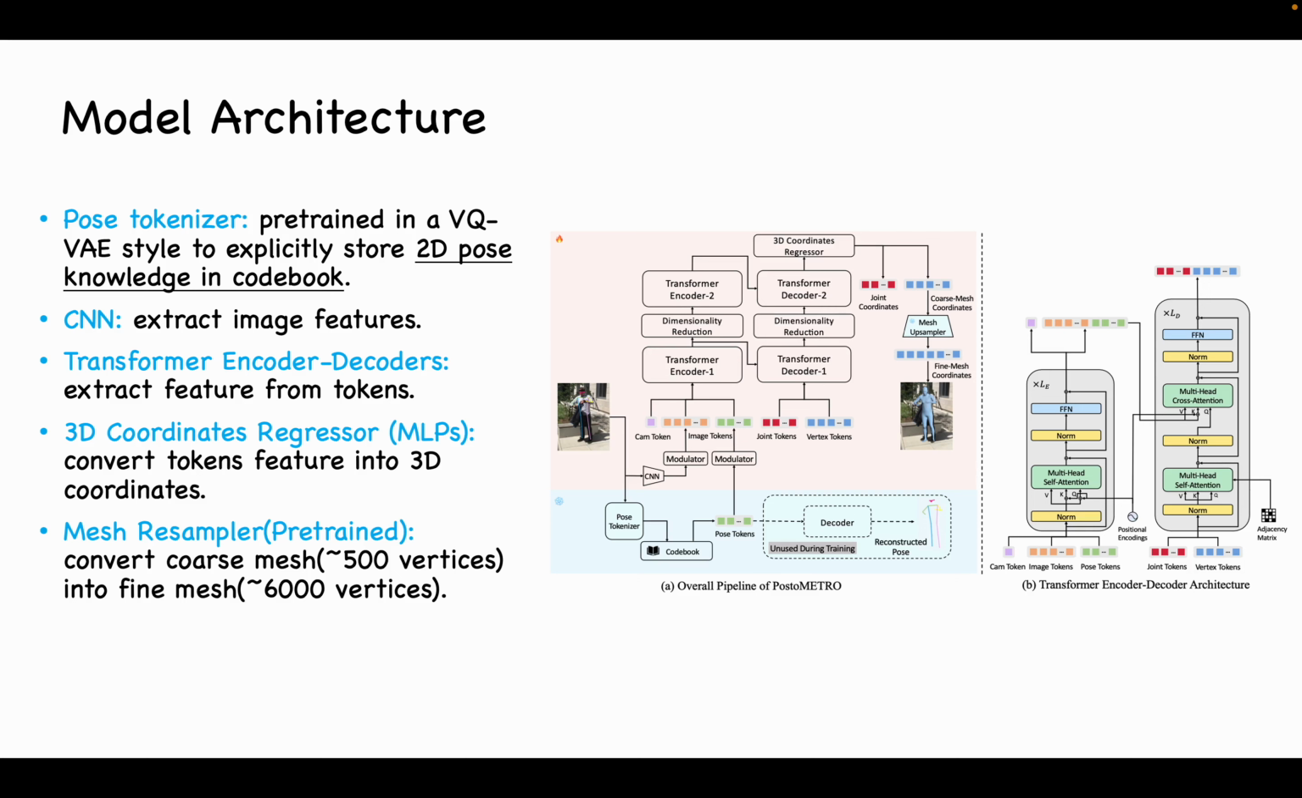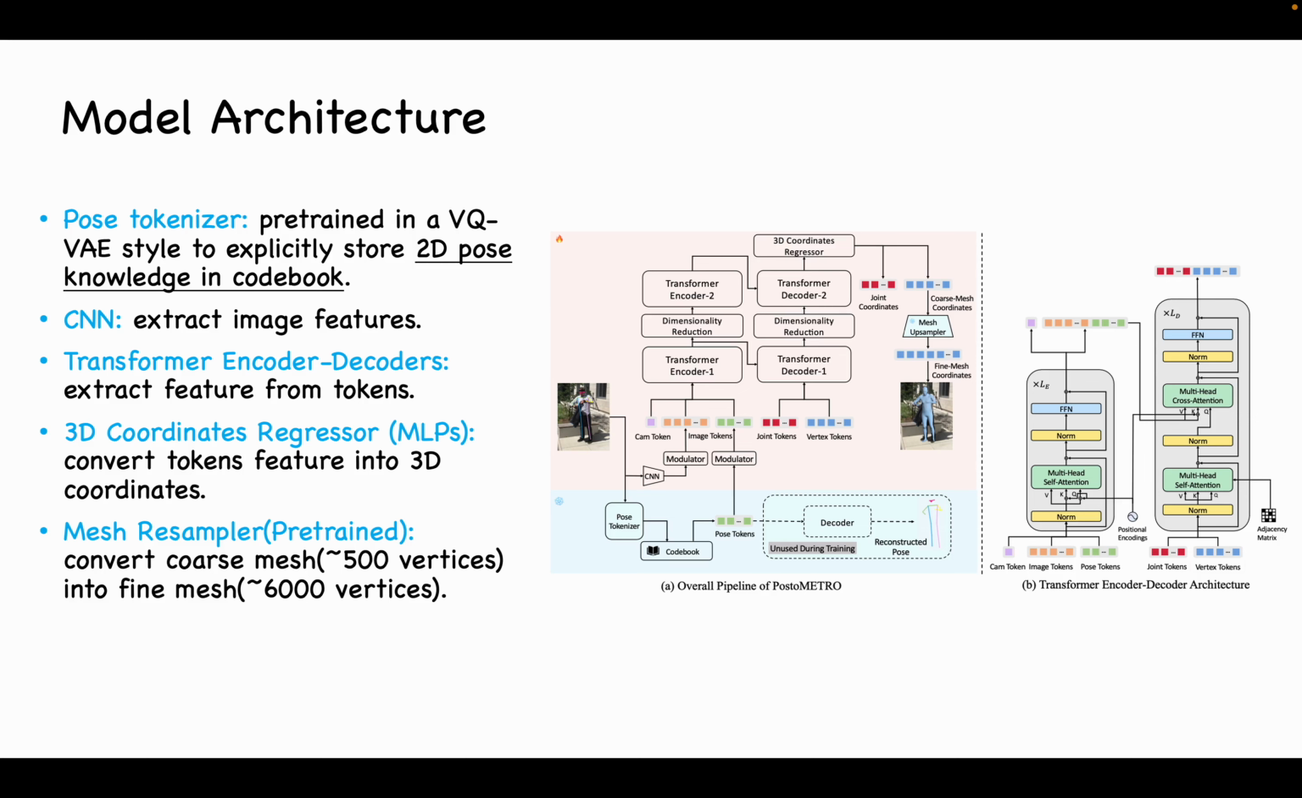Here we show the diagram of the overall model architecture. As you can see, we first pre-train a pose tokenizer in a VQ-VAE style, so that we have a codebook where 2D pose knowledge can be explicitly stored within. The pose tokenizer takes an RGB image as input, outputs a sequence of pose tokens extracted from the codebook. These pose tokens are then concatenated to a sequence of image tokens, which are flattened 2D image features produced by CNN. Those tokens are then fed into transformer encoders with camera tokens.